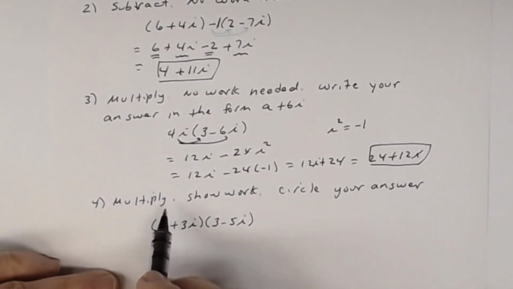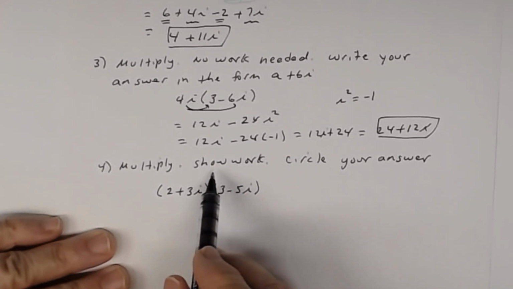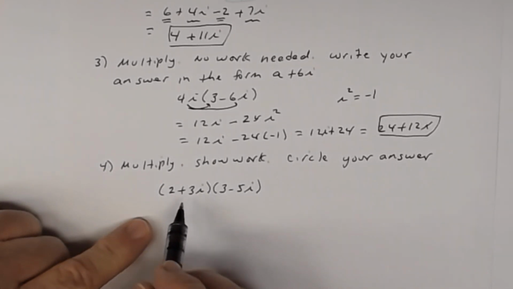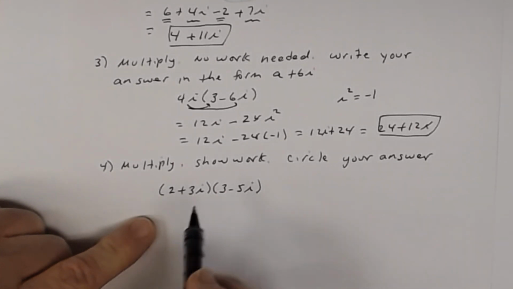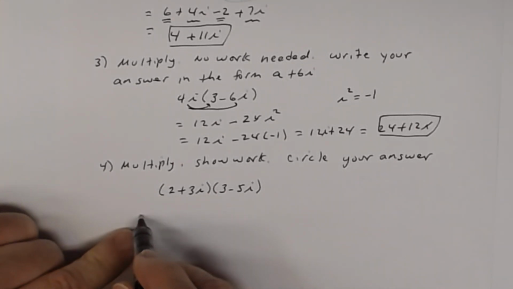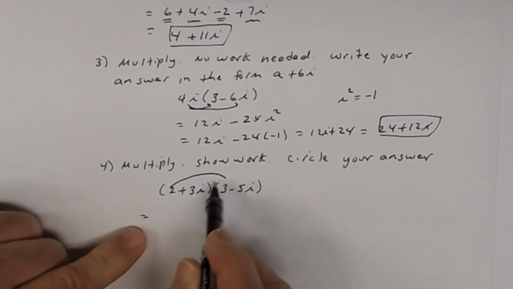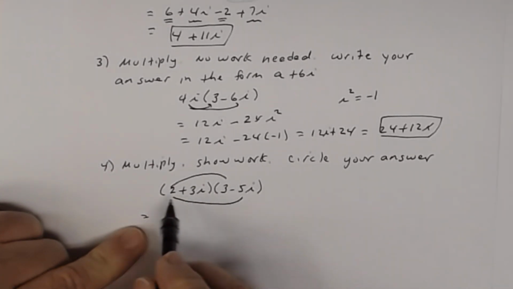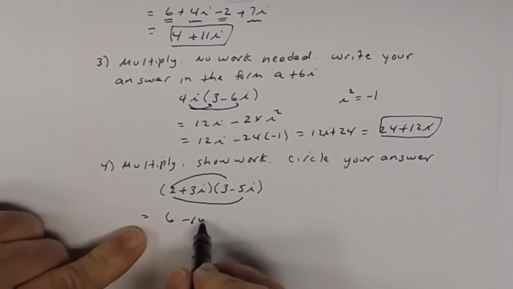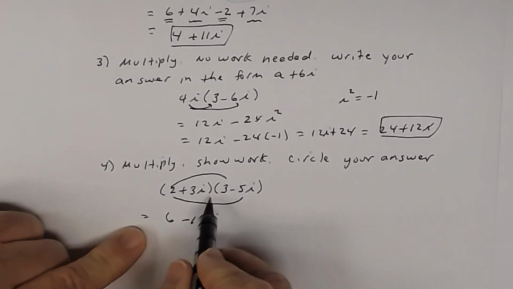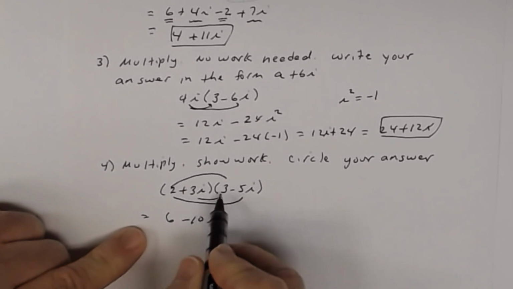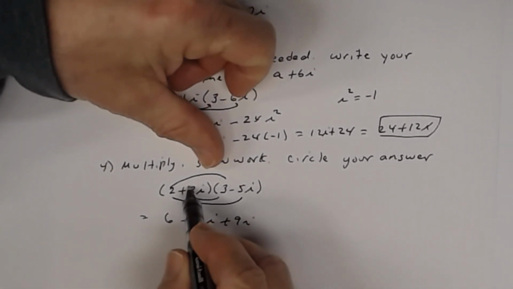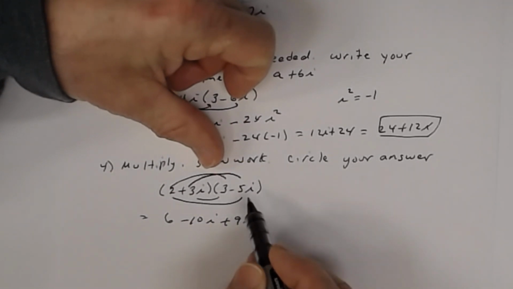Okay, now number four. In number four, it did say show work. So keep that in mind. It did say show work. So I did expect you to show the FOIL method here. So I did expect you to do something like this. So first times first. So 2 times 3 is 6. The outer, 2 times a negative 5i, is a negative 10i. The inner, 3i times 3, is a positive 9i. And then the last, a positive 3i times a negative 5i.